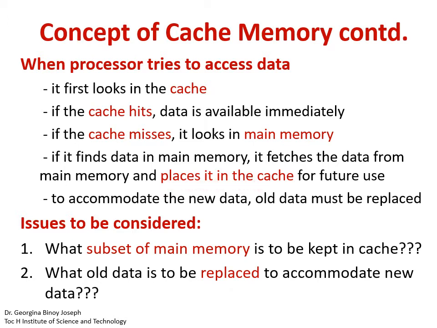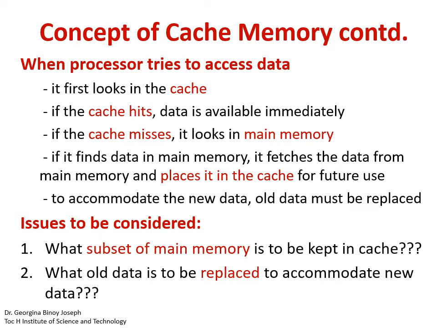There is a concept called temporal and spatial locality on which the processor decides, which we will be studying in a little more detail later. What the processor thinks is that if I need the data right now, I may need it in the immediate future. So when it fetches the data that it did not find in the cache from the main memory, it not only fetches and uses it, but also places it in the cache for future use. Now the cache, as we know, is a small memory, so to accommodate the new data, the old data must be replaced.